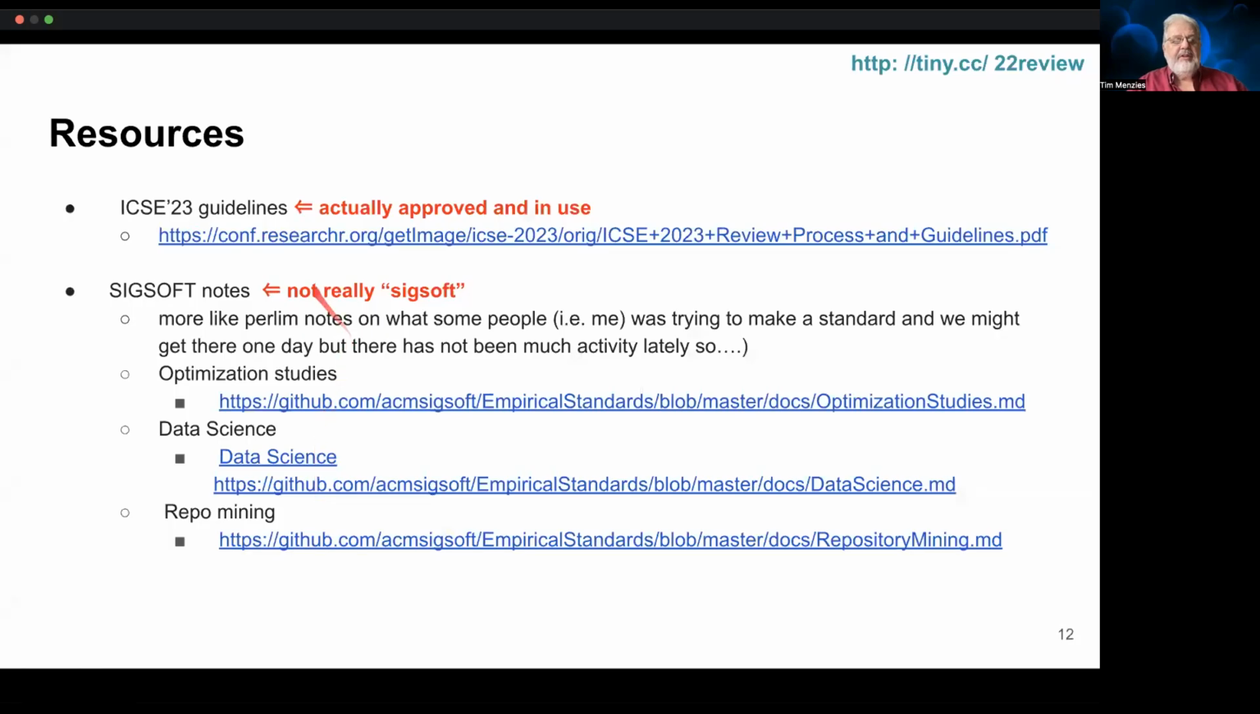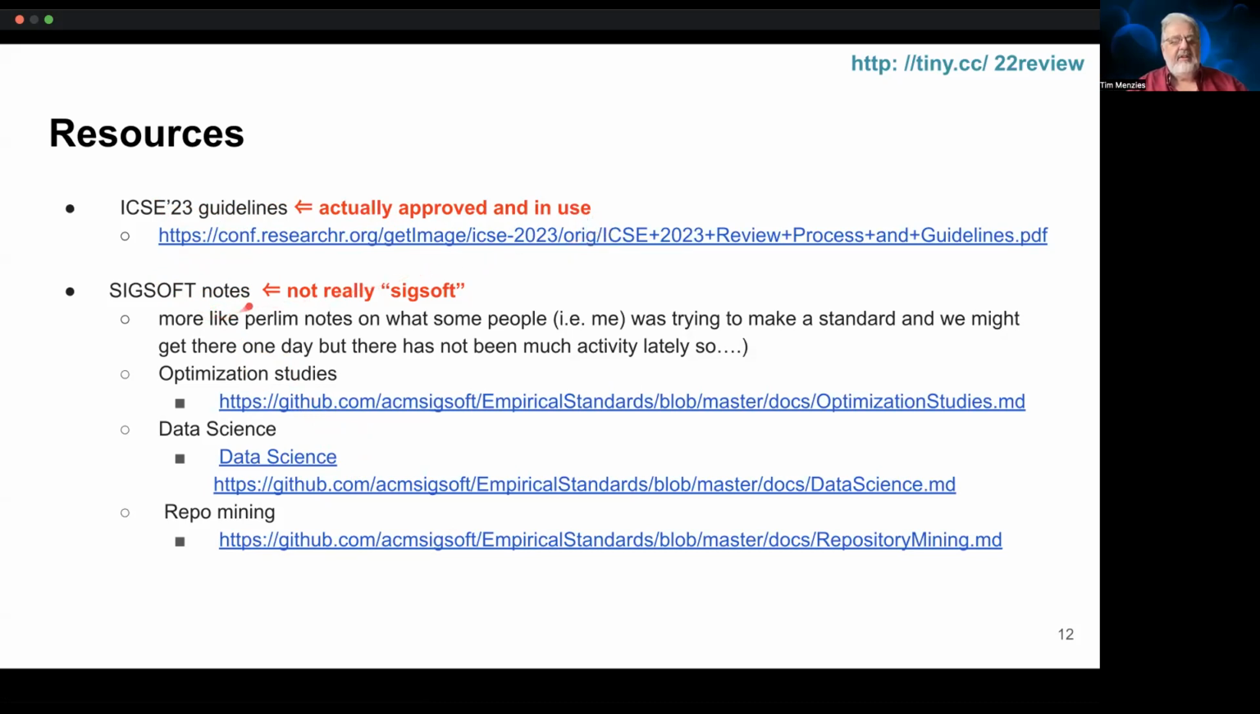Just a few resources. There's the ICSE 23 guidelines here. This is their reviewing. There's a large repo of different empirical standards up here in what's called the SIGSOFT notes. I will say that this is much more authoritative than that. This is stuff that's actually been approved and in use. So the ICSE papers we're talking about now are actually being reviewed by these standards. And these have got different things to MSR. MSR is much more focused on the empirical and the algorithm. And there's more things in here than what's needed for MSR, but it's worth reading.